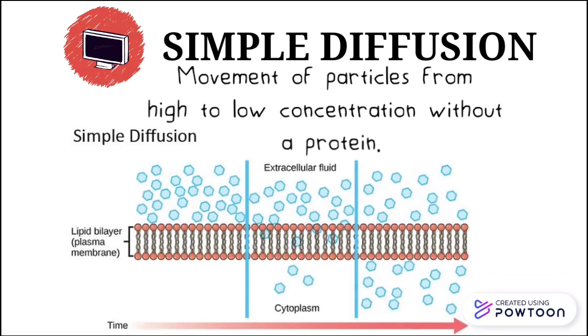Simple diffusion is a simple passive transport of small nonpolar molecules across a biological membrane from high to low concentration without a protein until it reaches the state of equilibrium.